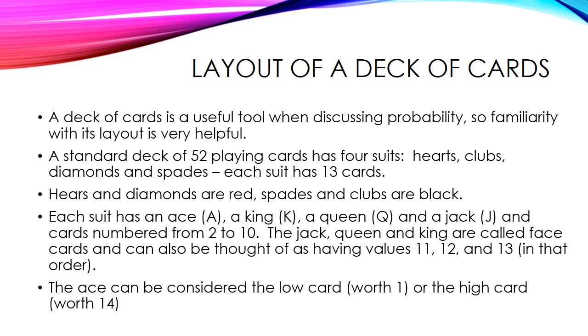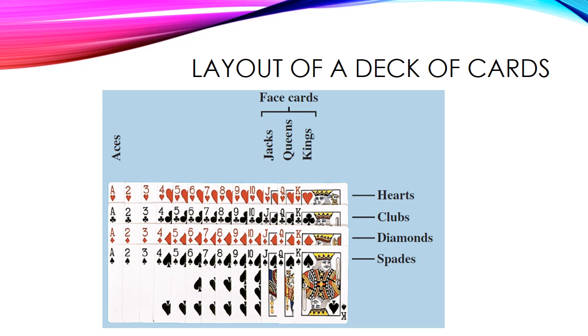The ace can be considered either the low card and have a value of 1, or the high card and have a value of 14. A little diagram laying out the deck of cards for you. I think this is similar to what you have on the formula sheet.